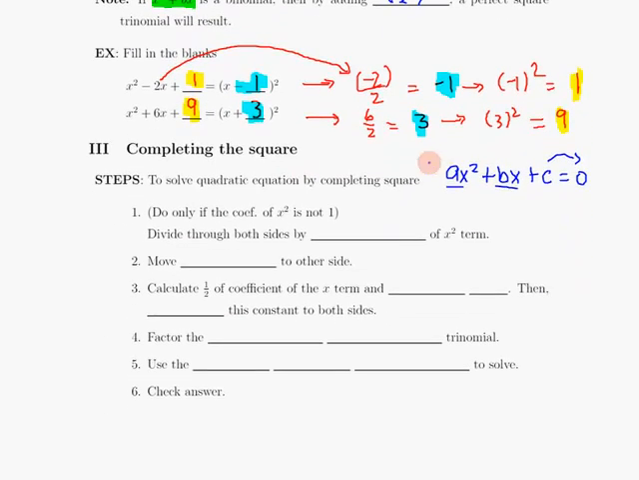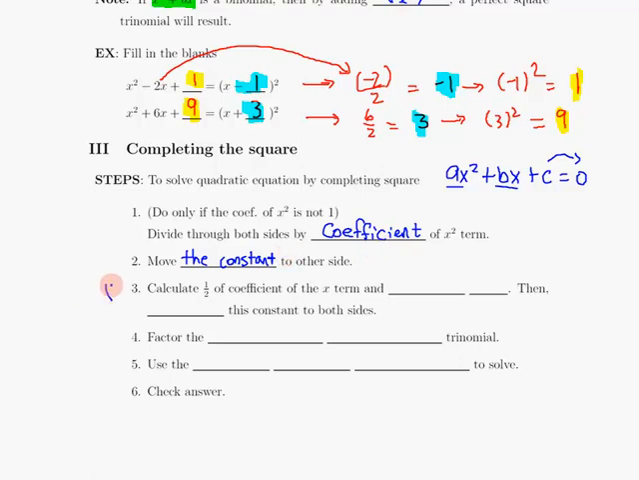So here are the steps. First step, to solve a quadratic equation by completing the square, and you only have to do this if there is something besides a 1 in front of the x squared term: divide both sides by the coefficient of the x squared term. Then move the constant to the other side.